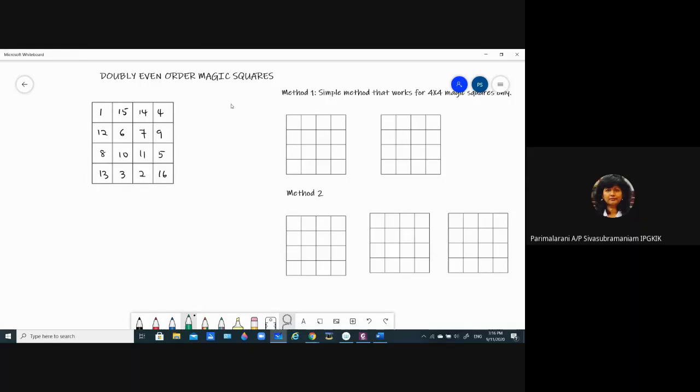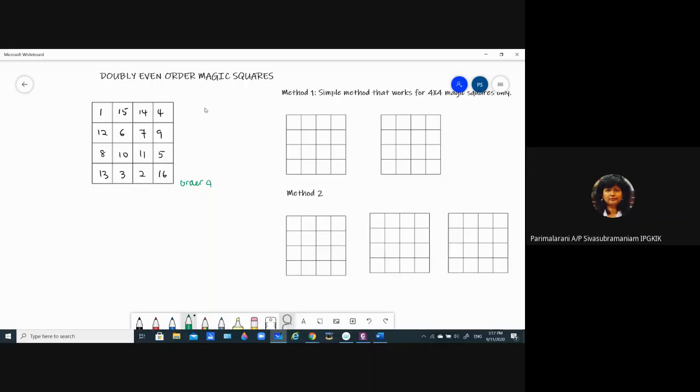Doubly even order magic squares. A doubly even order magic square is one whose order is divisible by 4. So this magic square that I'm showing you here is a 4 by 4. This magic square has an order of 4. 4 you can divide by 4, right? So this is a doubly even order magic square.